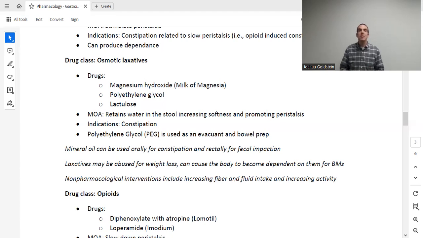And the fourth class of drugs we're going to talk about for the treatment of constipation are osmotic laxatives. Drugs in this class are magnesium hydroxide, polyethylene glycol, lactulose, and these work by retaining water in the stool, increasing their softness, and promoting peristalsis. So this has a 2-pronged approach to treating constipation.